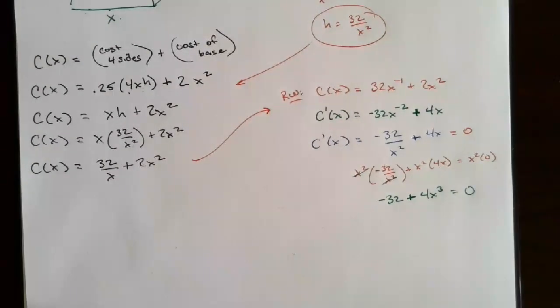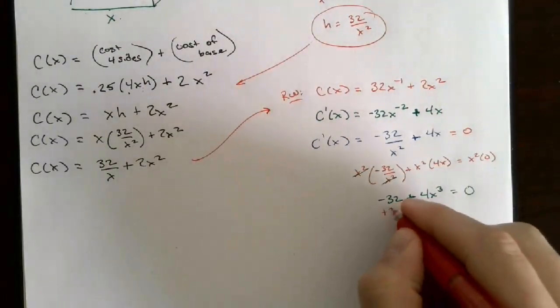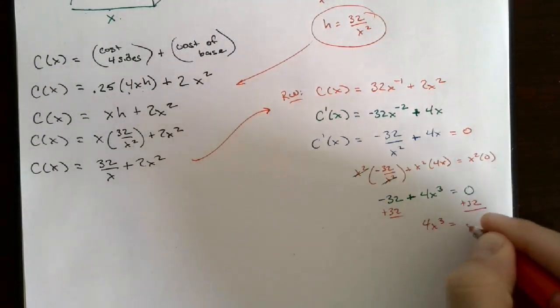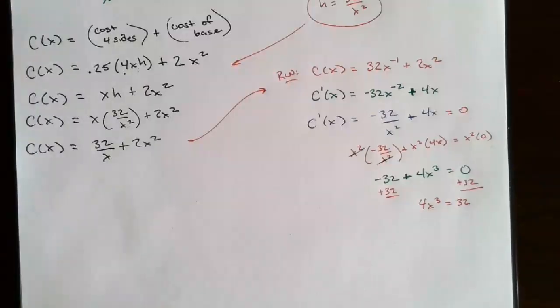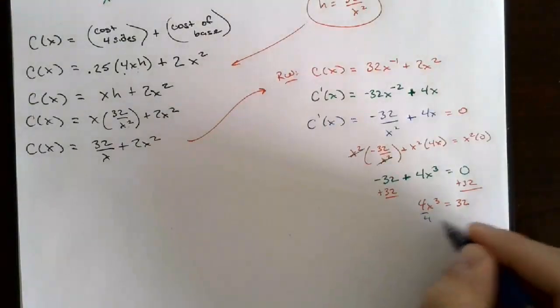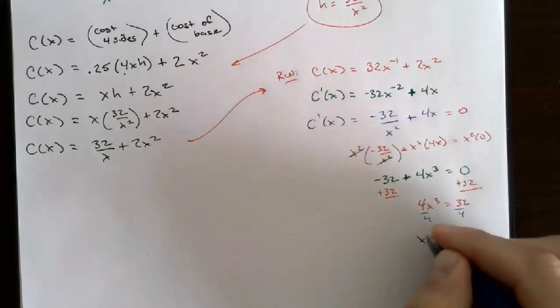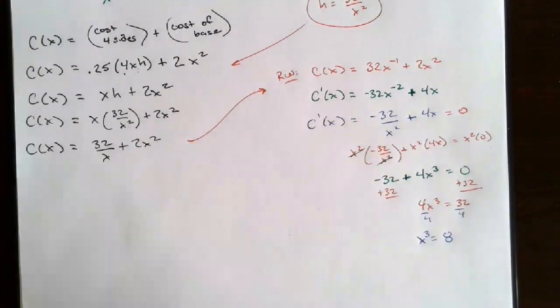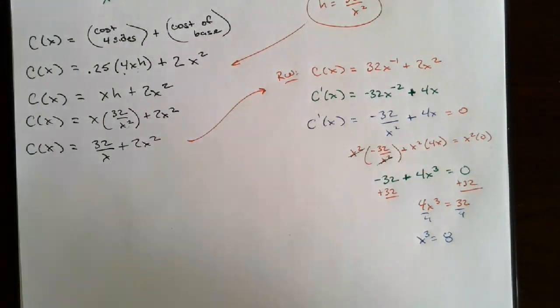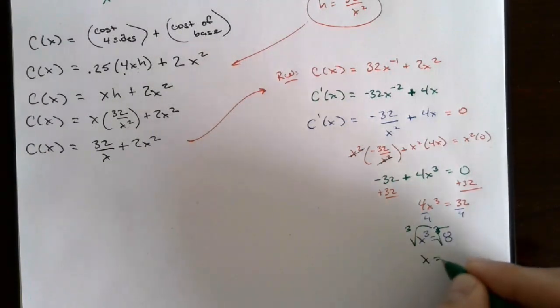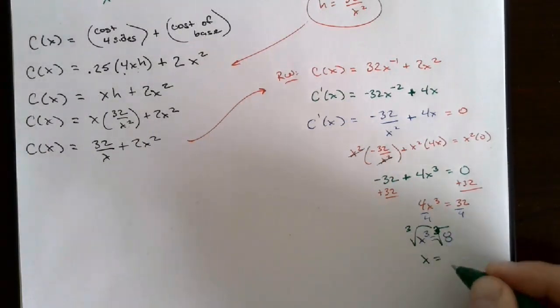We want to solve this. To solve this, I'll add 32 to each side. So I end up with 4x cubed equals 32. And then we want to divide both sides by 4. So I'll divide by 4 and divide by 4. Oh, sorry, x cubed equals 32 over 4, which gives me 8. So x cubed equals 8, canceling the 4's on the left. And then solving this, remember what you want to do. You want to take the cube root of each side. If I take the cube root of each side, I get x equals the cube root of 8, which is 2.